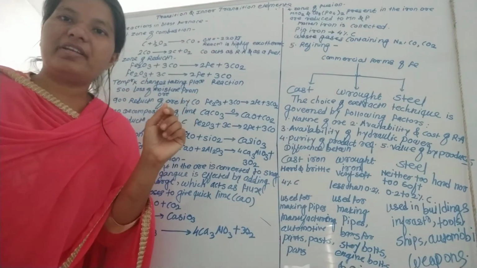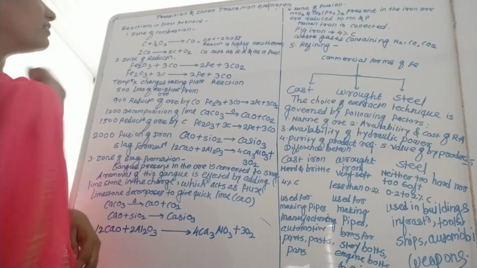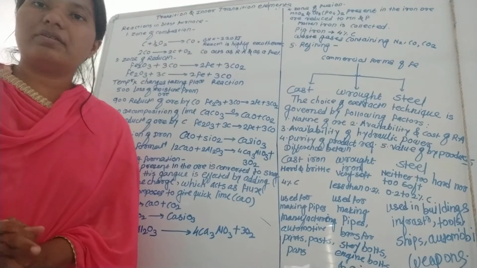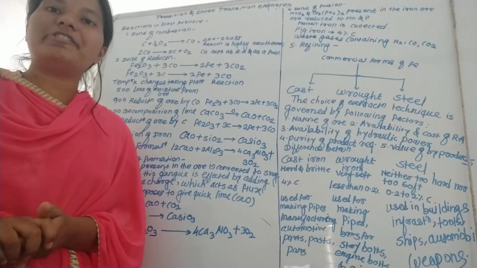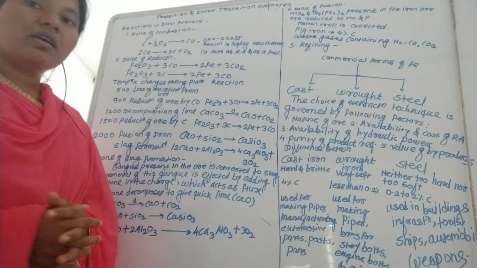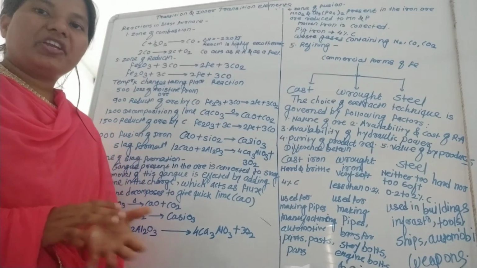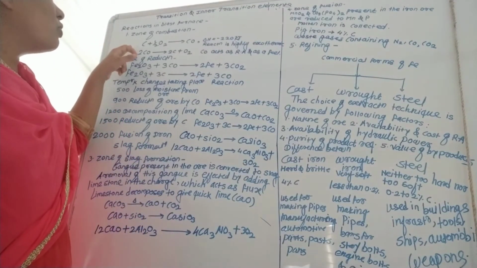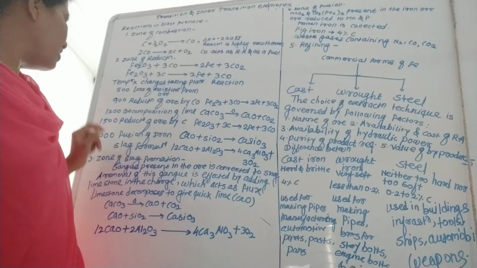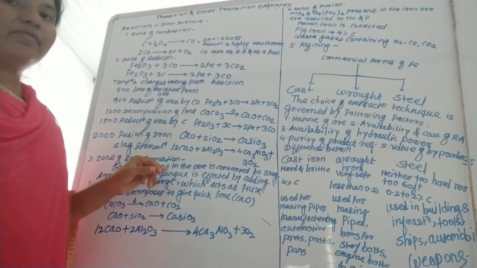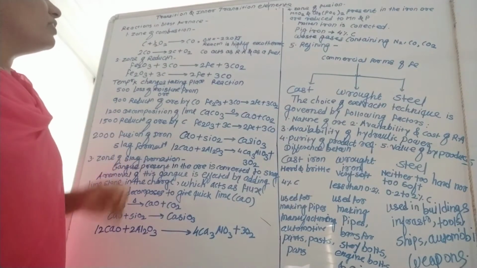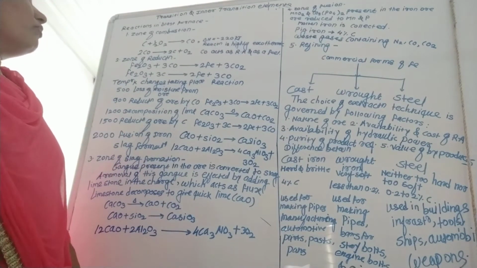Next point from the transition and inner transition element is, in the previous video we already discussed the construction of the blast furnace. Which type of reaction takes place in a blast furnace? Here the zone of combustion, zone of reduction and zone of slag formation take place in the blast furnace. In this video we will discuss the zone of combustion.